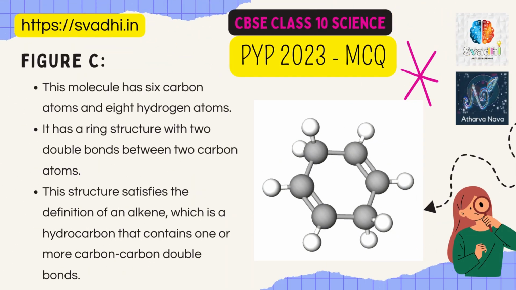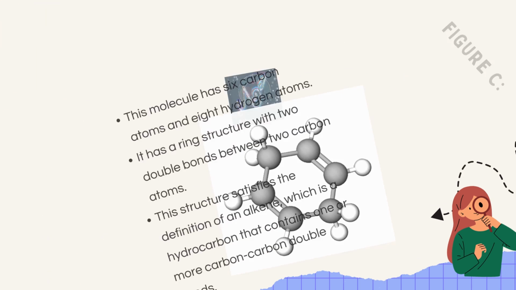Figure C. This molecule has 6 carbon atoms and 8 hydrogen atoms. It has a ring structure with 2 double bonds between 2 carbon atoms. This structure satisfies the definition of an alkene, which is a hydrocarbon that contains 1 or more carbon-carbon double bonds.